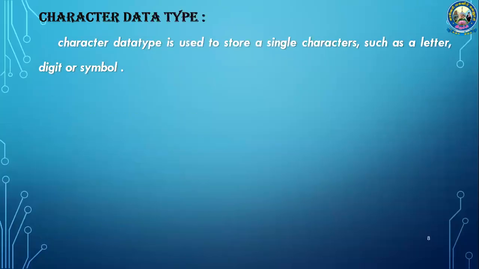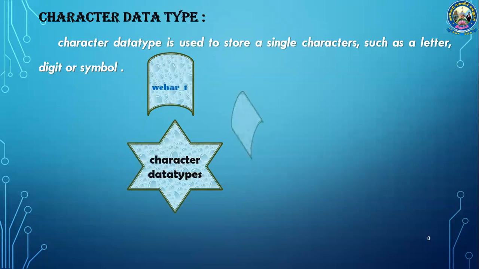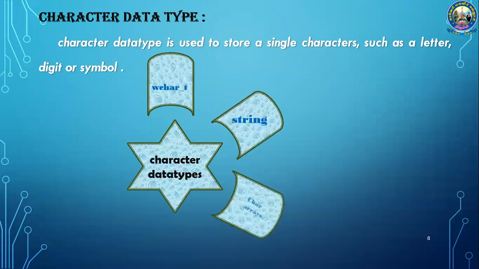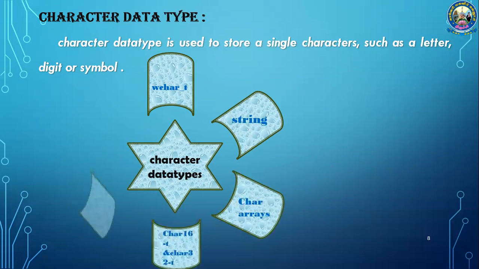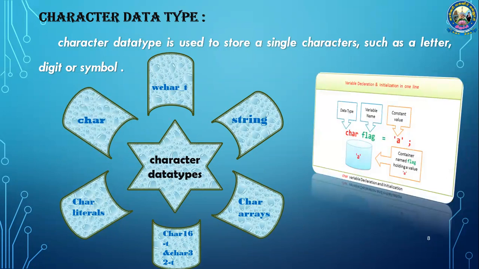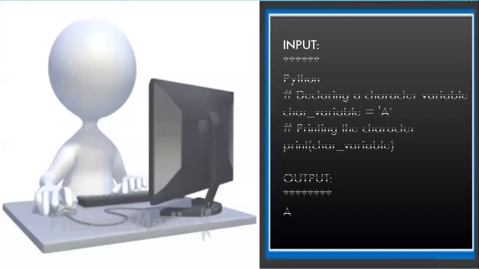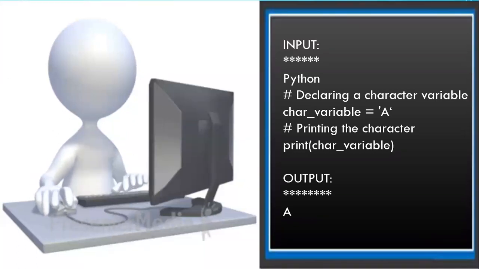The next is the character data type. In programming, a character data type is typically used to represent individual characters such as letters, numbers, symbols, or white space within a text string. The most common character data type is usually called char. It is used in various programming languages like C, C++, Java, and others. This is an example program for character data type. In this example, the char variable is assigned the character A and then it is printed. The character data type can be used to store and manipulate individual characters such as letters, digits, or symbols.